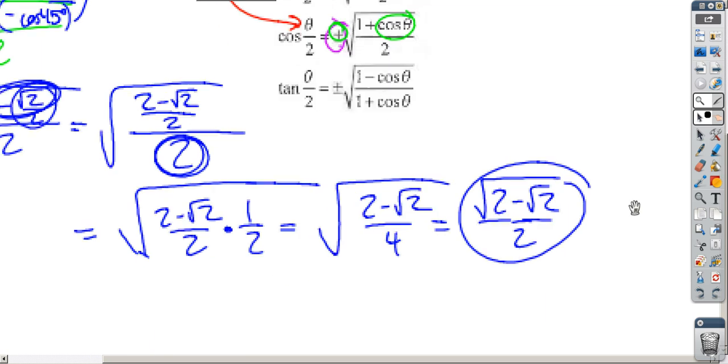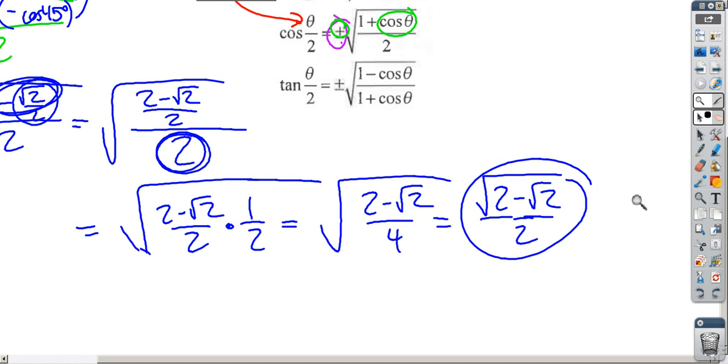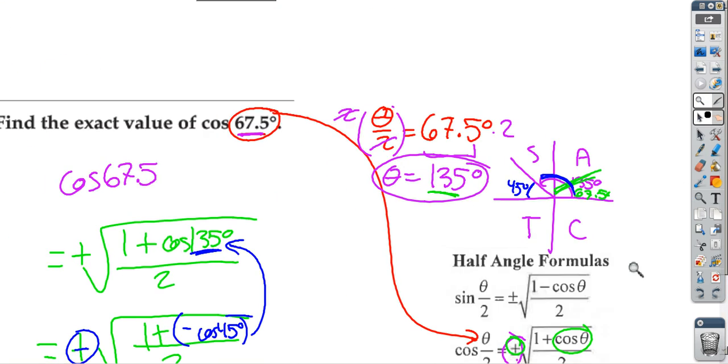That's the exact answer. So here's an easy way to check. I said we'd come back to checking. We're going to take this number, plug it into a calculator, and we should get the exact same number as this plugged into a calculator. Okay, this one is not hard to check.